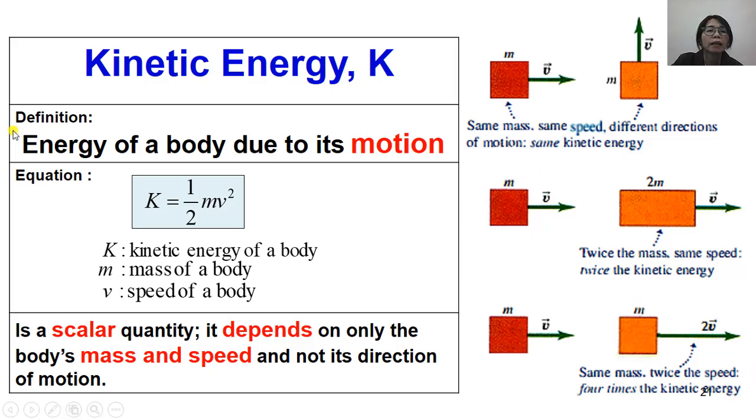Our kinetic energy is directly proportional to mass. So when the mass is doubled, the kinetic energy will also double. Same goes for the speed. The kinetic energy is directly proportional to the speed of the body squared. So for the same mass, if we double the speed, our kinetic energy will become 4 times. Why? Because 2v squared becomes 4v squared, so our kinetic energy will become 4 times.